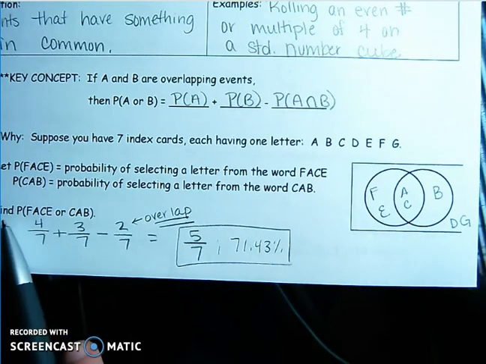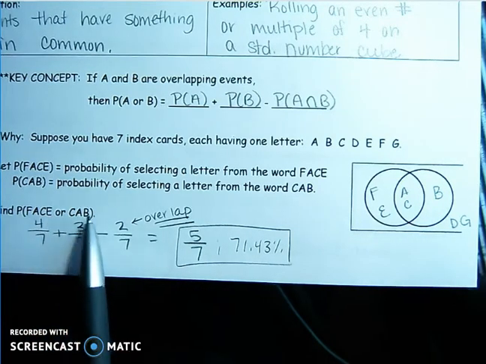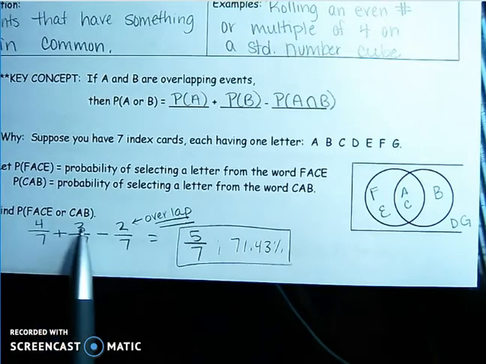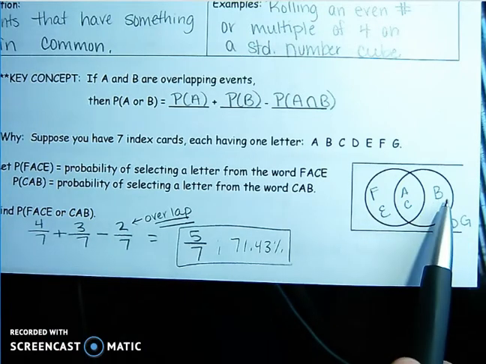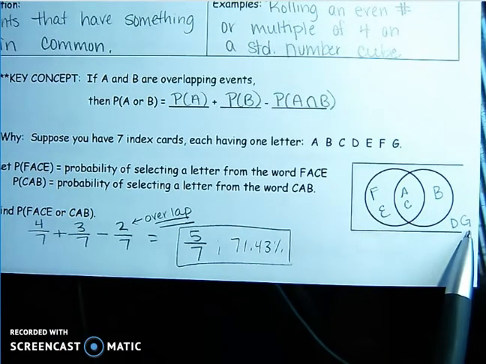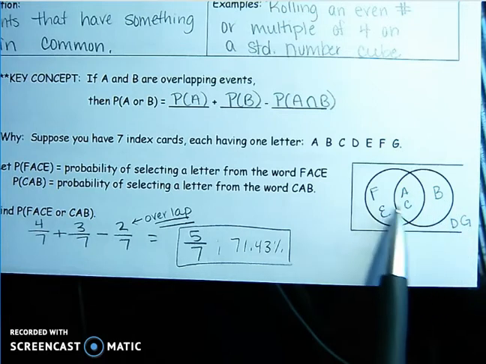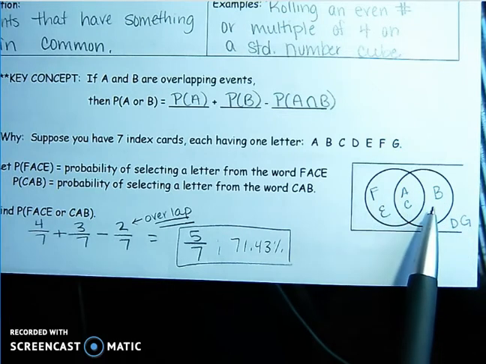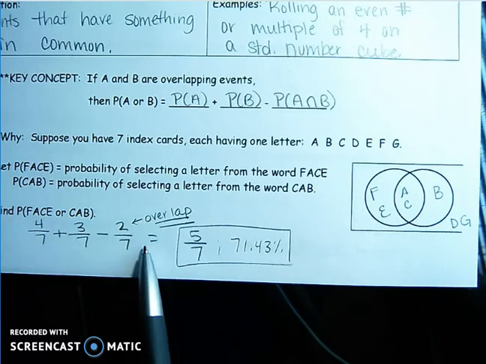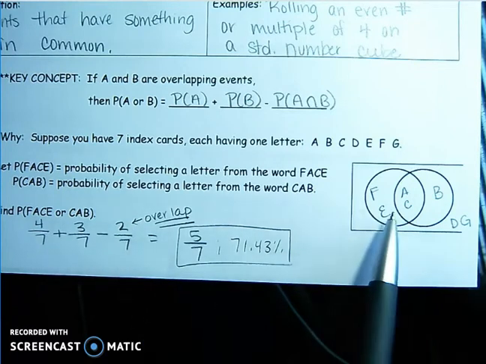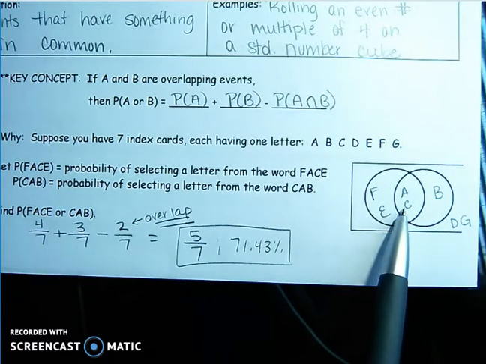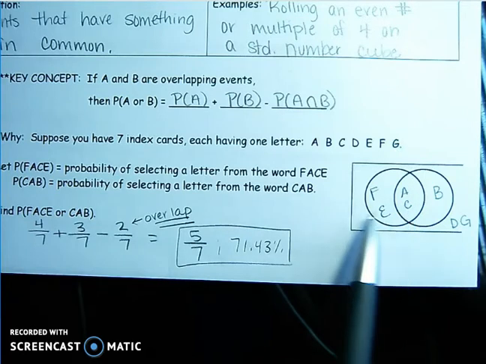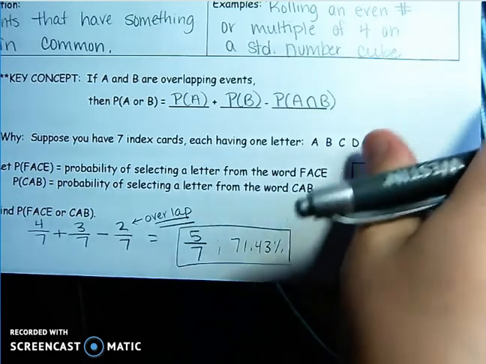So the probability of finding face or cab: there are 4 letters in face, 3 letters in cab, but if you notice, that's 100%, that's 7 out of 7, which is not possible because you have a D and a G. So 100% of getting face or cab can't happen. What we do is we subtract the overlap because this A and C are both counted twice, which gives us 5 out of 7, or 71.43%.